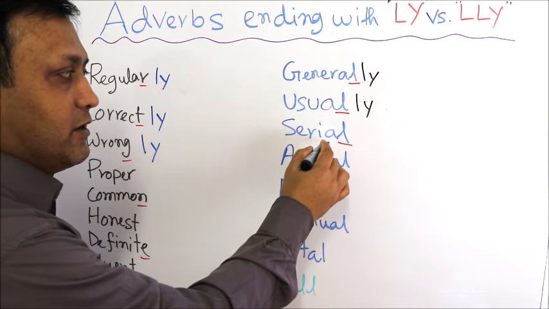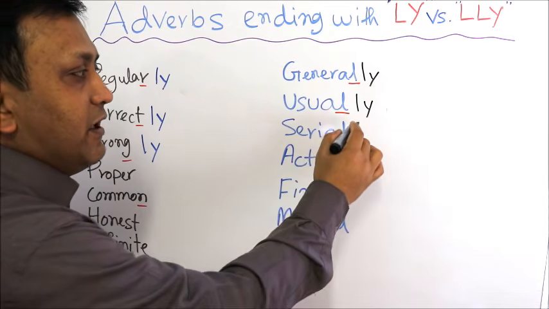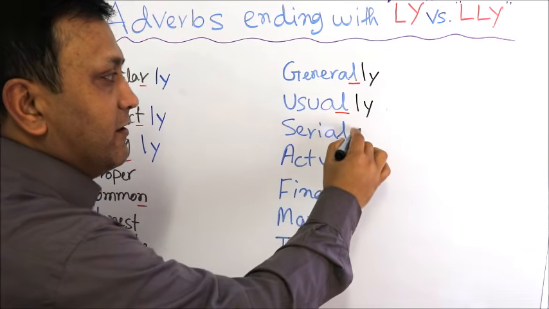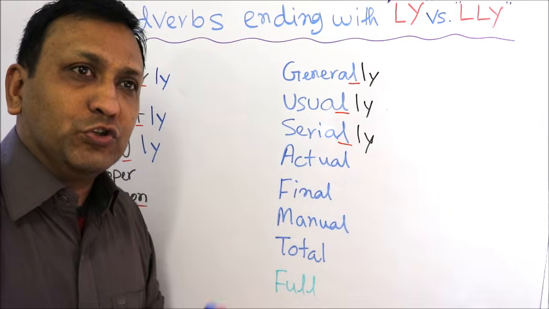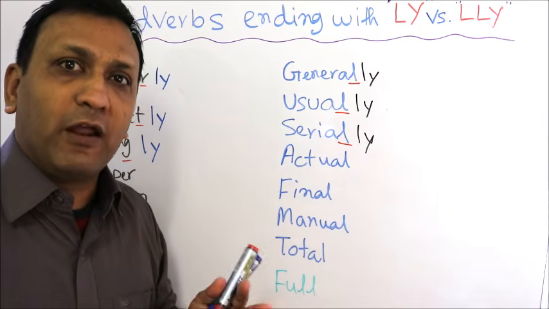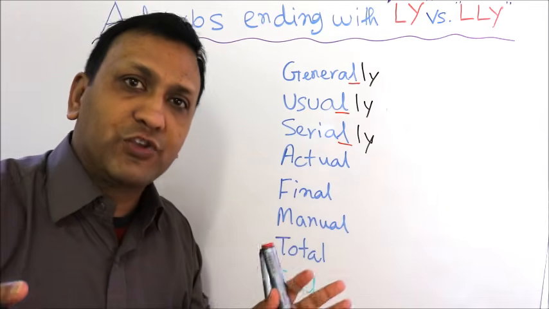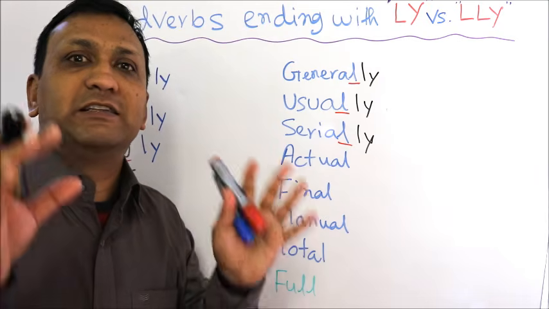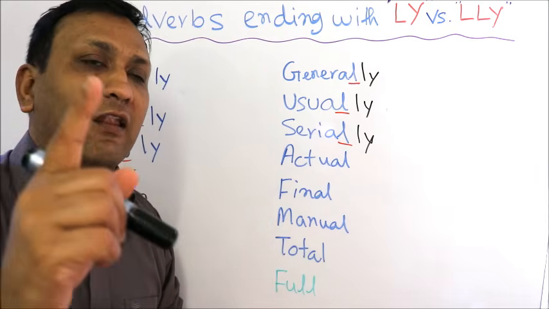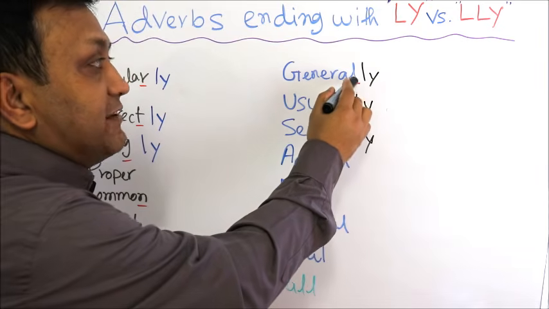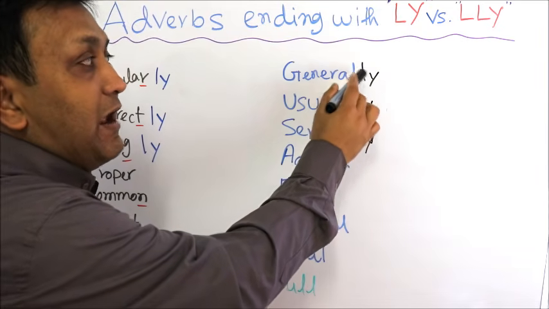Serial, okay, then what do we say? Serially, ly. Now the question is, do we actually add double L? No, we actually never add double L. We simply add one L. Actually, one of the L's is already there. We are adding another L.